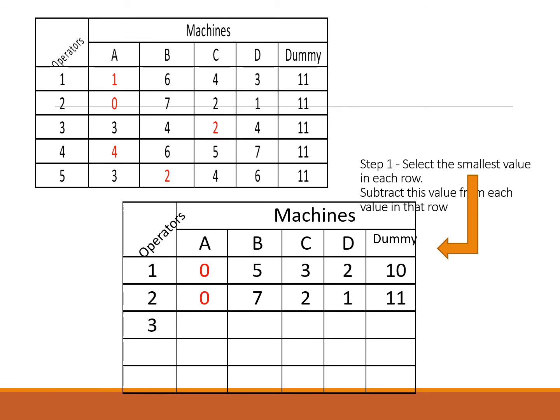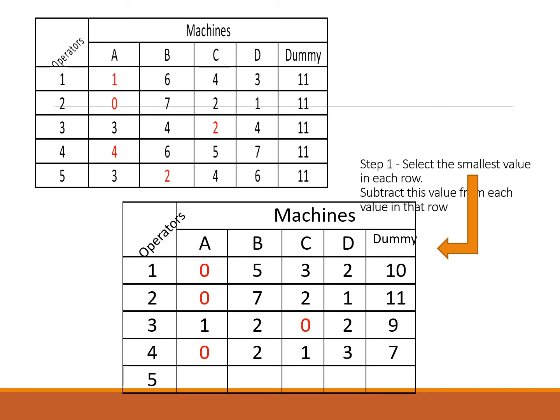Next, move on to operator 3, row 3. The minimum is 2. So 3 minus 2, 1, 4 minus 2, 2, 2 minus 2, 0, 4 minus 2, 2, 11 minus 2, 9. Next, move on to operator 4, row 4, the minimum is 4. So 4 minus 4, 0, 6 minus 4, 2, 5 minus 4, 1, 7 minus 4, 3, 11 minus 4, 7.